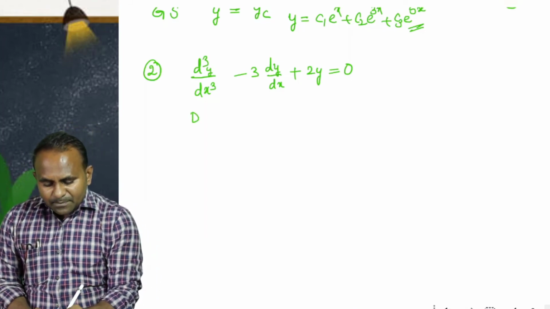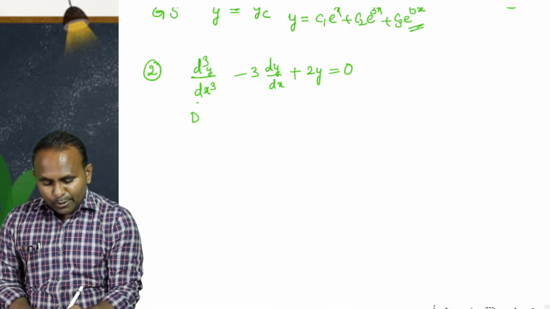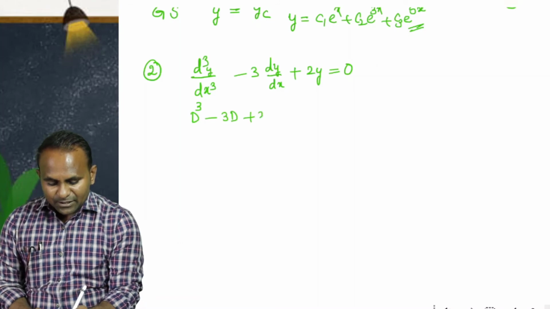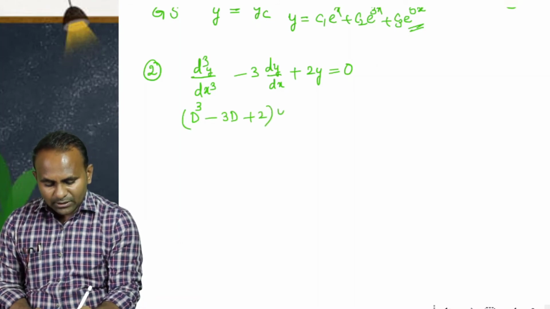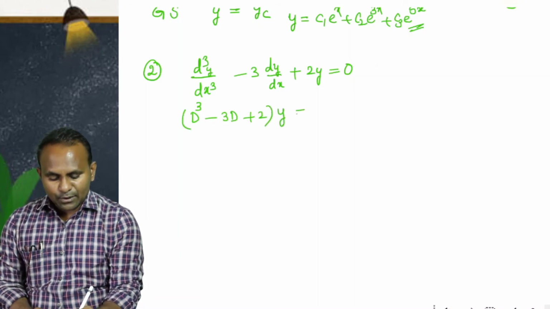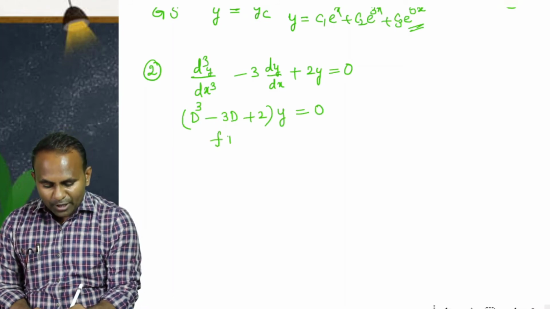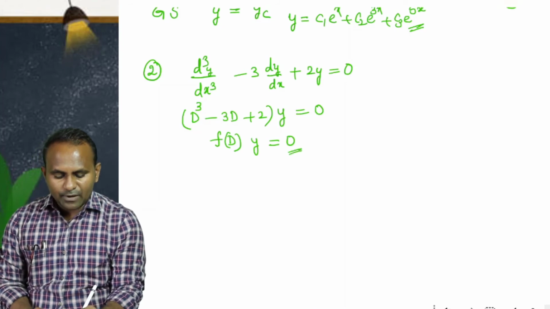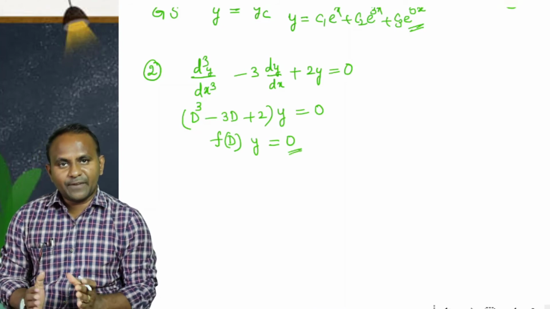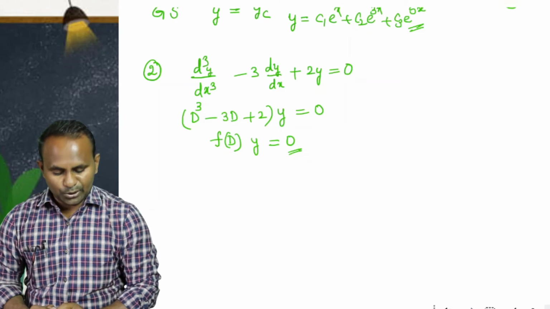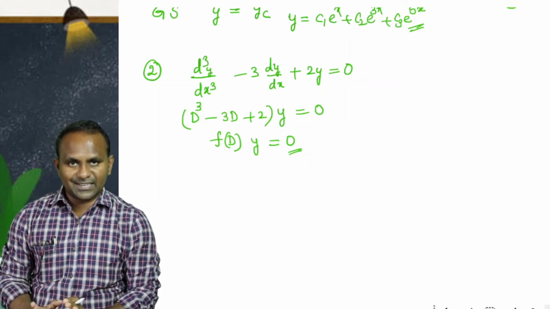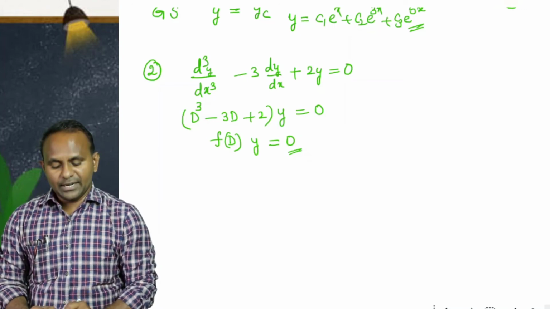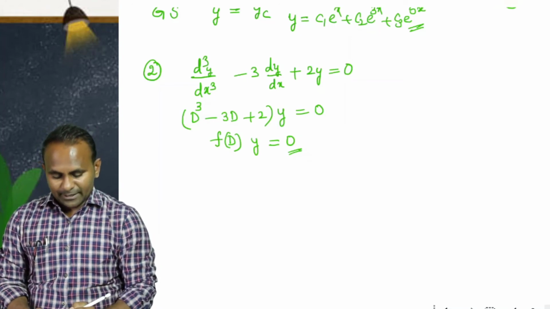Again, I'm using this special notation, capital D notation: D cubed minus 3D plus 2 of y is equal to 0. You may also write this as a polynomial of third degree in D operating on y equal to 0. Of course, this is homogeneous, because the right side is 0. Your complementary function alone will give you the general solution. There is no need to find the particular integral in this case. We did not discuss the particular integral yet, but here it is not required.